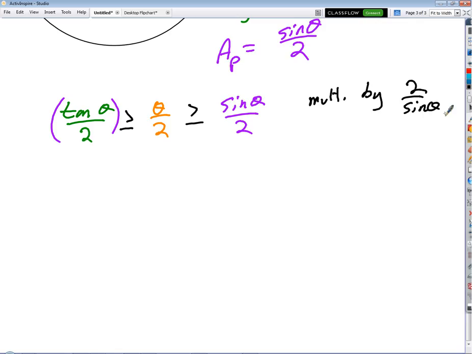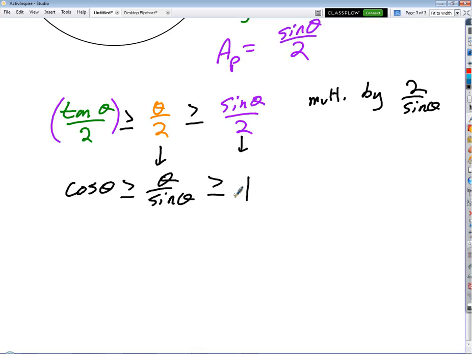What does that do? Cancel the 2. Okay, so then this one's gonna become just 1. Agreed? Yes. Okay. This one is gonna become theta over sine theta. Everybody agree? Yes. Okay. And this one's going to become what? Tangent theta over sine theta, which is just cosine theta, right? Yeah. Okay. Agree? Okay, now let's flip everything.